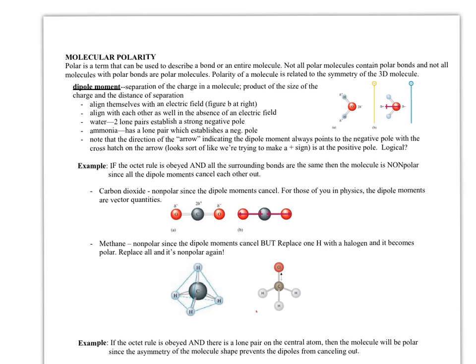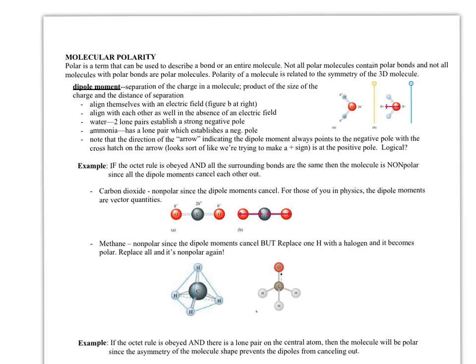Up until now, we've already discussed polar bonds. When we talked about that, we talked about how within a bond between two atoms, the more electronegative element has the ability to pull electrons closer to it. And so that ends up creating an uneven distribution of electrons within the bond itself.